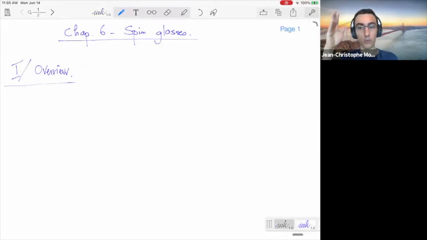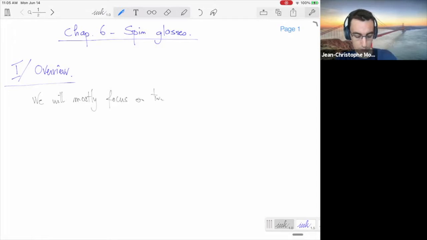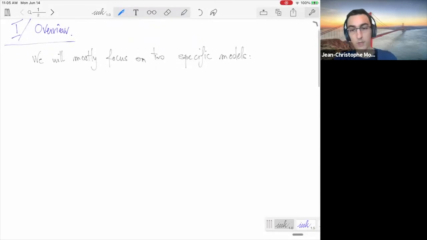In order to keep notation not too heavy, we are going to mostly focus on two specific models of spin glasses. The first one is called the SK model, for Sherrington and Kirkpatrick.